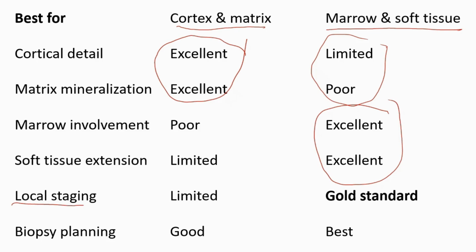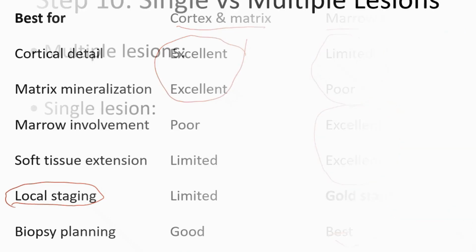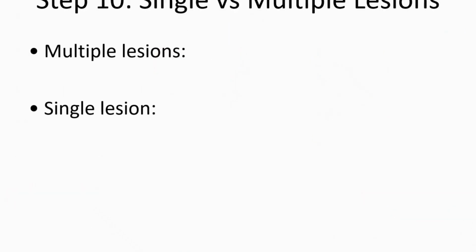And local staging is done by MRI. For local staging, the gold standard is MRI. So this should be remembered: CT is good for the cortex and matrix evaluation, whereas MRI is good for the marrow and soft tissue evaluation, and MRI is the gold standard for local staging of bone tumors. For biopsy planning, MRI is better than CT. MRI is better for evaluation of bone tumors than CT, but in calcified lesions or calcifying tumors, CT is better than MRI.